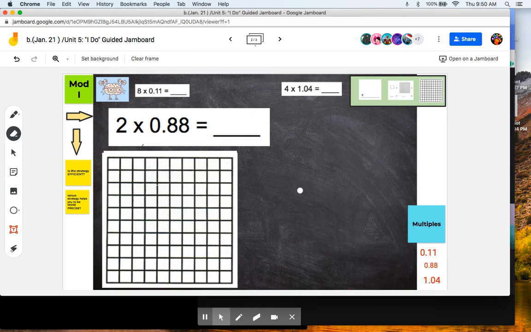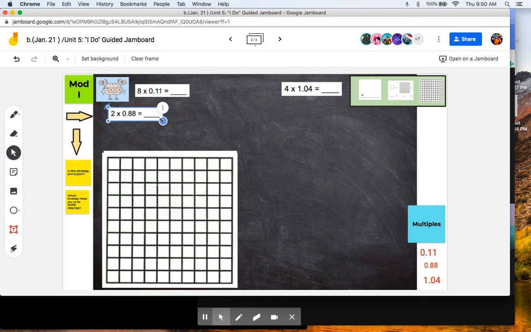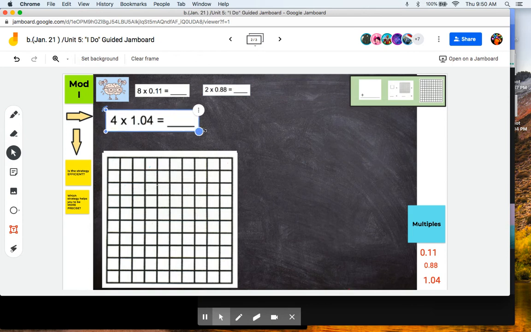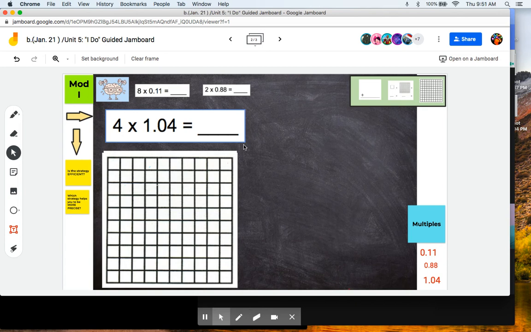All right, let me do a quick check. Is there anyone who's still a little confused about how we are using math models and repeated addition to multiply decimals with whole numbers? Just raise your hand, because I have my last example, and this one is a challenge. I have 4 times 1 and 4 hundredths.